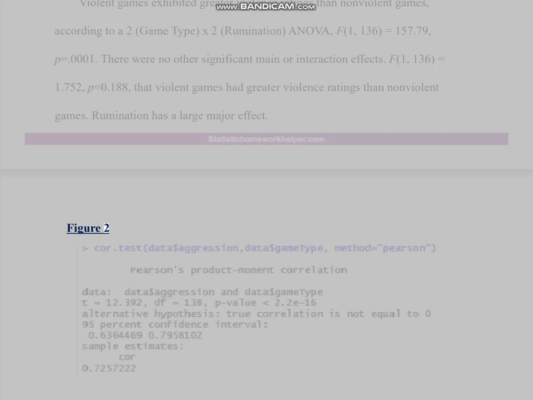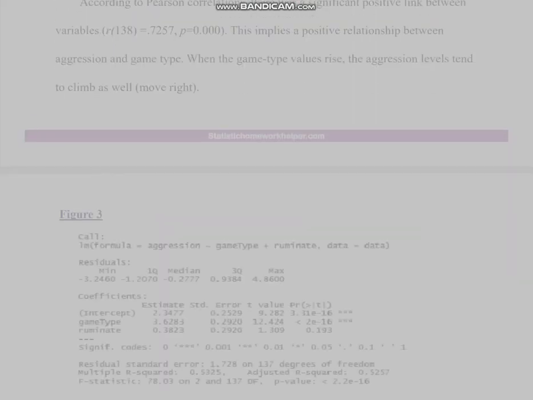Figure 2. According to Pearson correlations, there was a significant positive link between variables, r(138) equals 0.7257, p equals 0.000. This implies a positive relationship between aggression and game type. When the game type values rise, the aggression levels tend to climb as well.